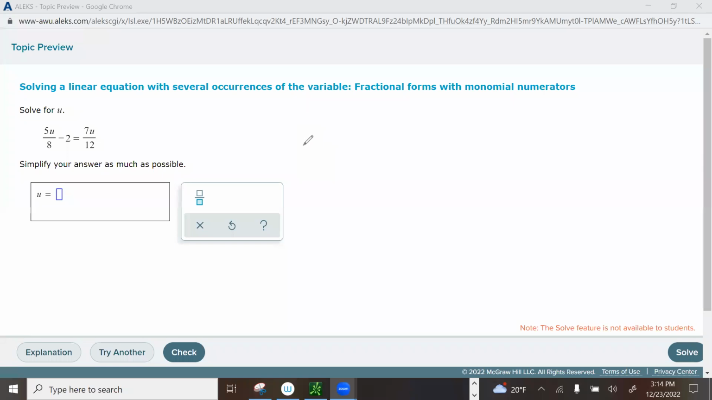Okay, one more topic here. Let's see what we got here. Let me just write it up here. 5u over 8 minus 2 is, whoa, okay, so what's significantly different about this one is that the variable appears in more than one place. Now, if the two variables were on the same side, we could just combine them right away, probably. But they're on different sides. So we got to get them together.